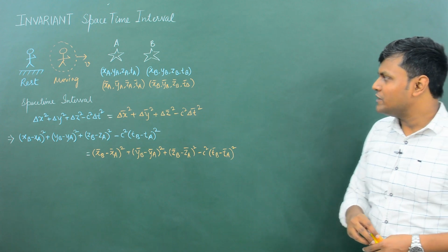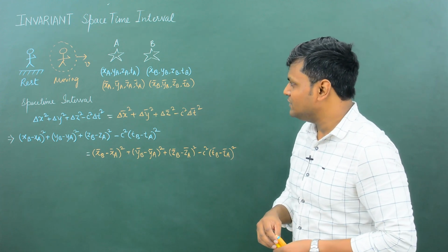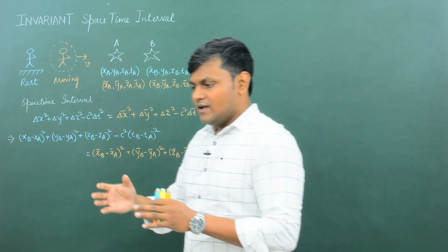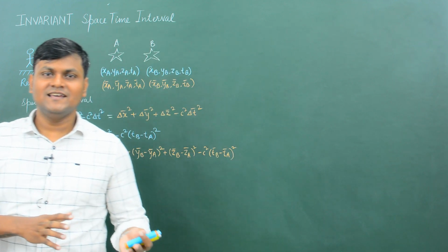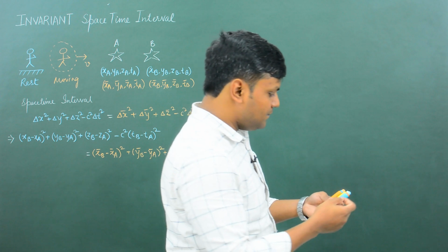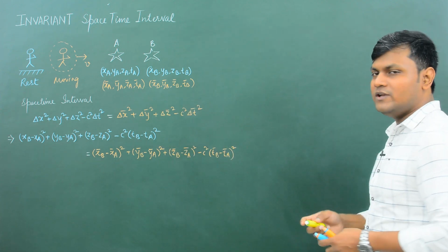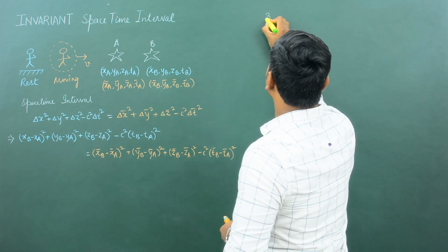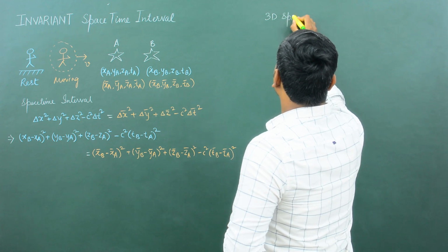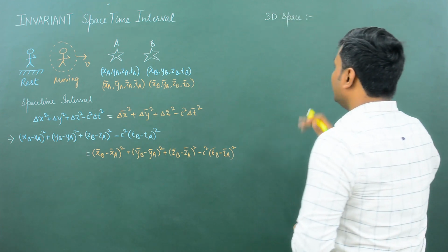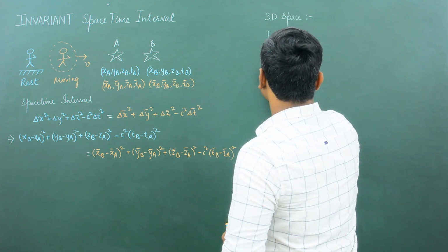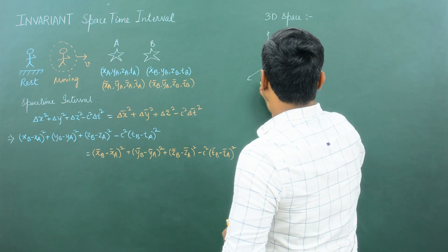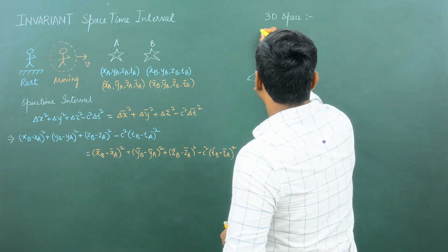Now, let us come to the question: what is the significance of the space-time interval in terms of the geometry of space-time? Earlier we had coordinates which only consisted of space. Just to give you an illustration, we usually deal with motion of particles in 3D space. One of the most common coordinate systems that we use is the Cartesian coordinate system. Here we have x, y and z axes.